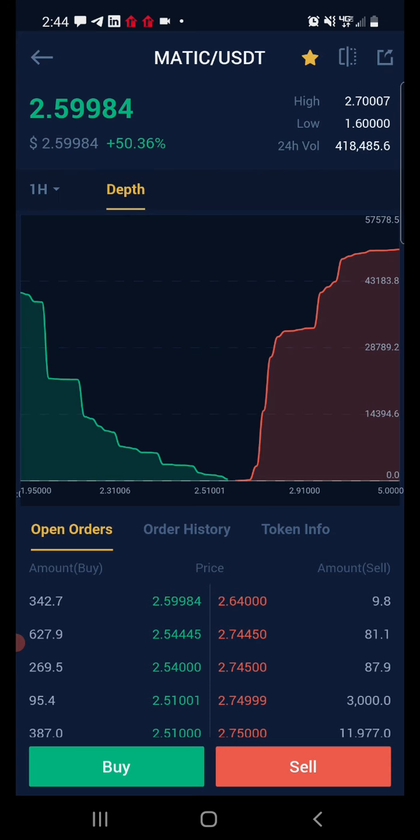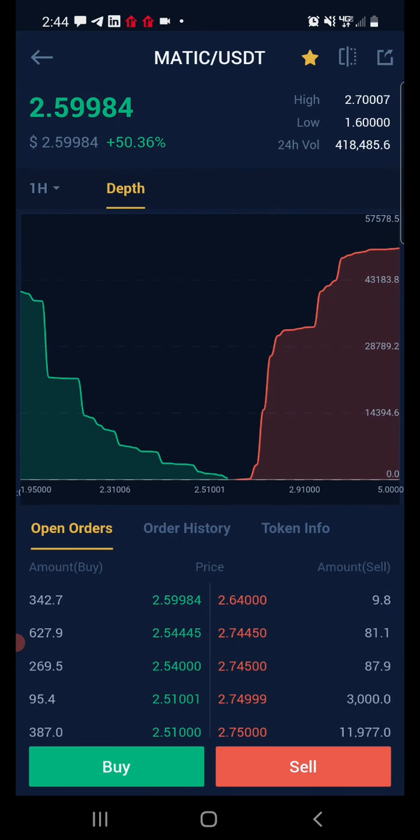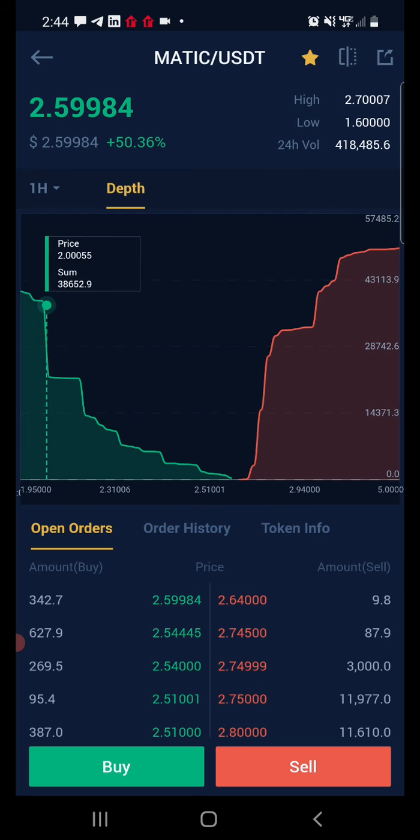And then we go into the depth chart here, and this gives us a visual representation of this order book. Basically, the right side is your sellers, and down here you've got your price, right? And you've got a tug of war happening. The sellers are trying to pull the price up, and the buyers are trying to pull the price down. So as you go this way, the prices go down. As you go this way, the prices go up, right?